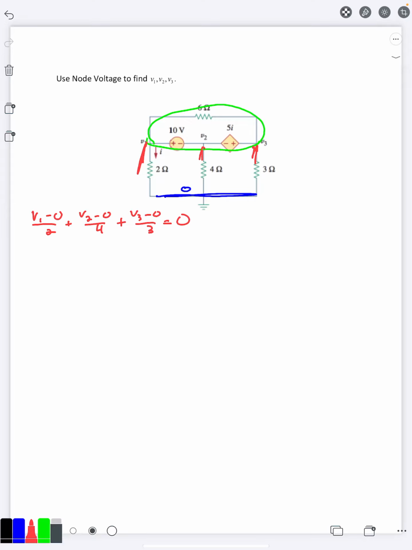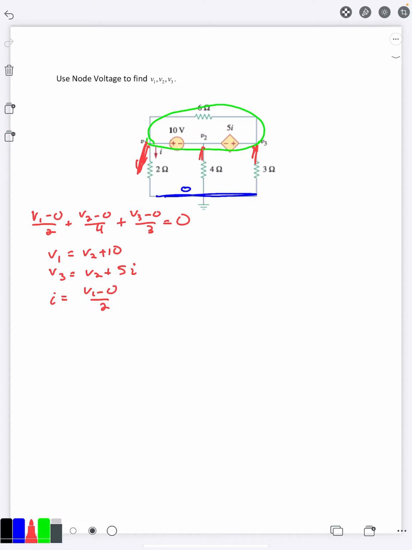Then, whenever you have a supernode, you need to relate the different endpoints of the supernode. So in this case here, it looks like V1 is a 10 volt gain over V2. So V1 is you go V2 and add 10. And then for V3 over there, it's a 5 volt gain over V2. So V2 plus, not 5, 5i. And then you're going to need an equation relating your dependent variable I here, which is this left current. So that means I is going to be V1 minus 0 over 2.